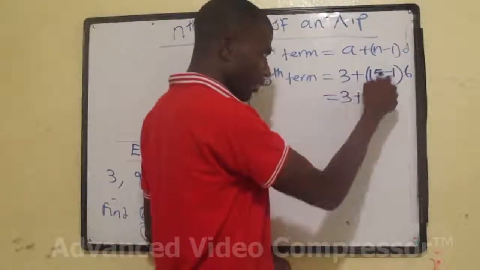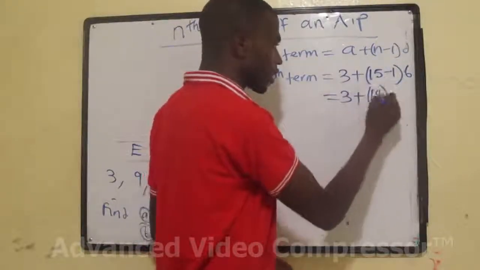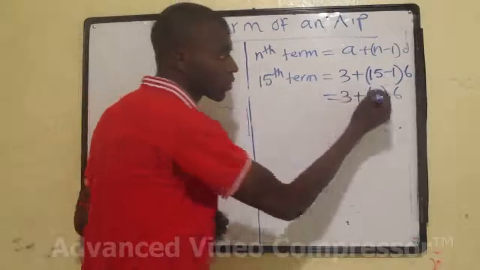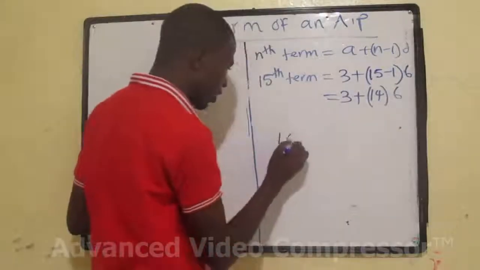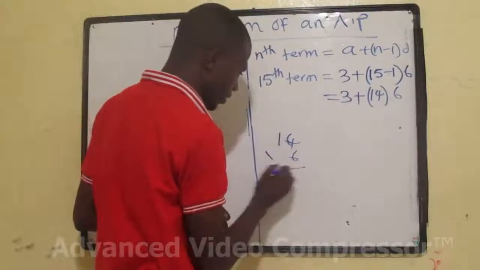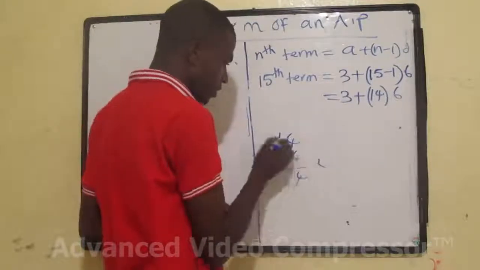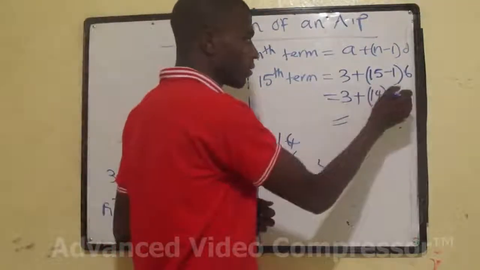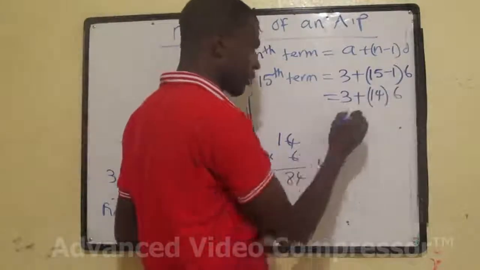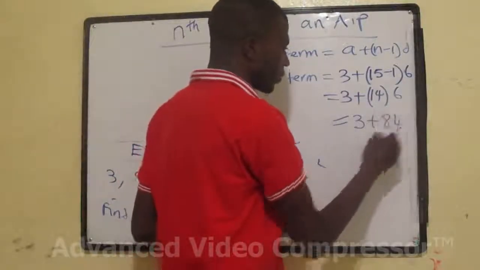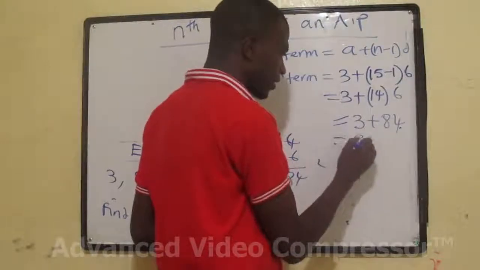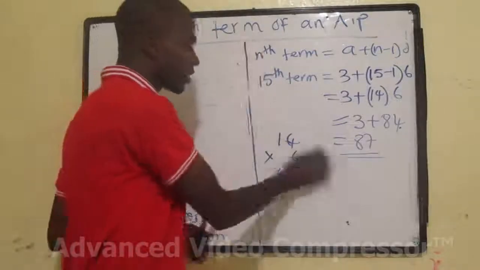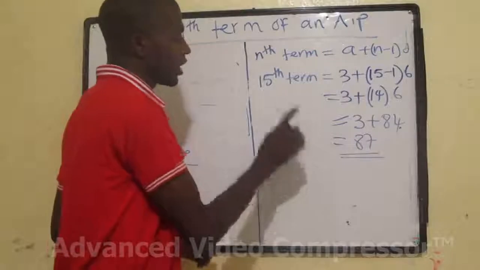This is 3 plus 15 minus 1, the answer is 14. So we get 14, and outside the brackets we have a 6. What are we going to do? We are going to multiply 14 times 6. So 14 multiplied by 6. This is 24, carry 2. This time this is 6 plus 2. The answer is 84. So 14 times 6, the answer is 84. So I will say 3 plus 84. And 3 plus 84, the answer is 87. So this is all we do. Our 15th term, the answer is 87.